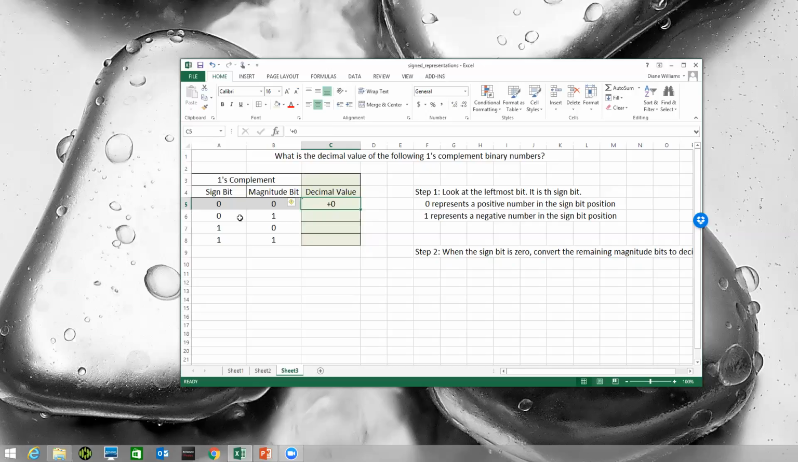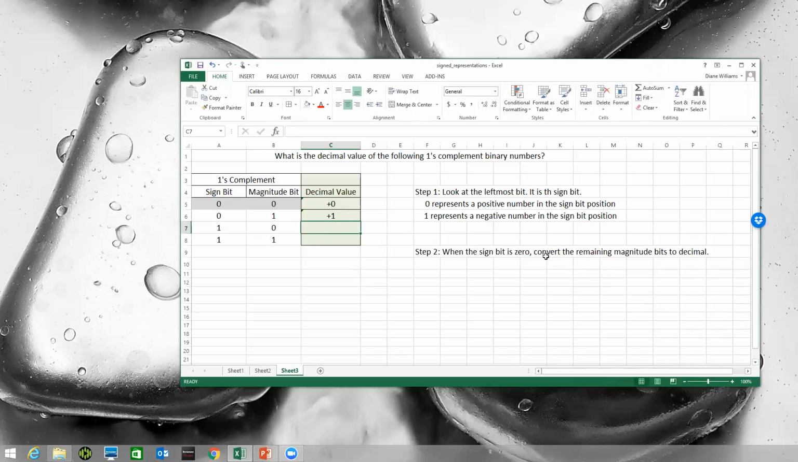Let's take a look at this one. Here, once again, we've got a 0 in the sign bit and a 1 in the magnitude bit. So I know this is plus 1, because I followed these steps. I looked at the sign bit. I said 0 represents a positive number. When the sign bit is 0, we convert the remaining magnitude bits to decimal. But now, what happens when it's negative?